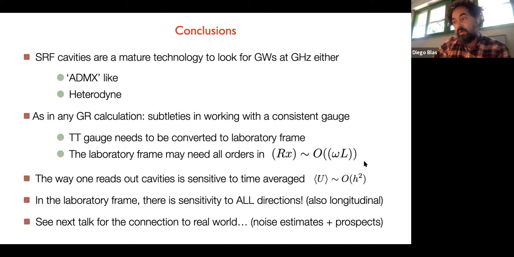Also the readout, as far as I know, in these kinds of cavities has been done for the average energy, because you are not sensitive to energy at one particular time, but really it's a time-dependent process. And quite importantly, when you put all this together, ADMX can of course be used as it is to put some constraints, but you have to be careful and try to look for TE modes and not TM modes. And I want to stop here because now you're going to see in the next talk how to connect this to the real world where you put noise in.